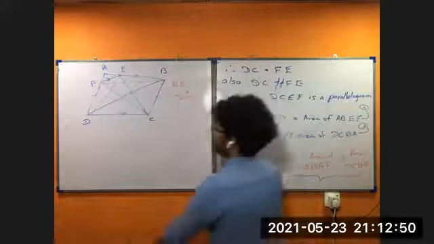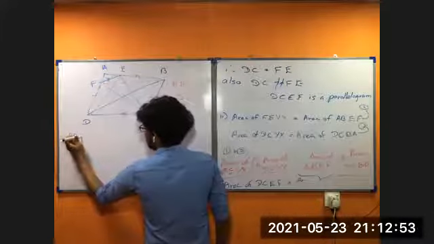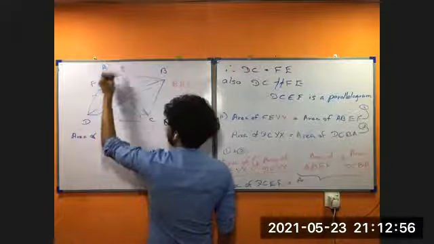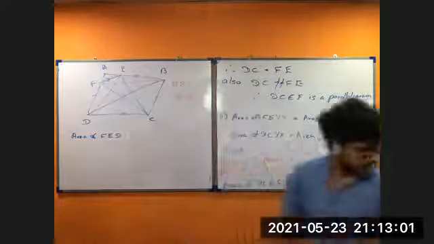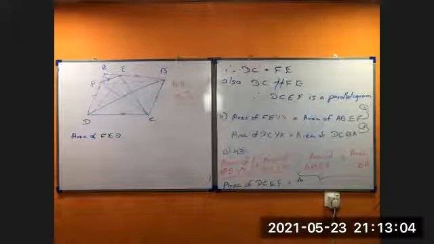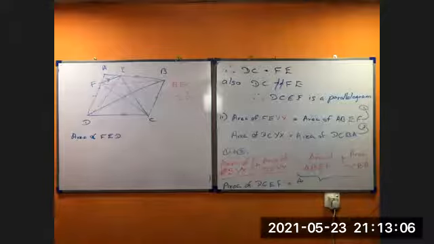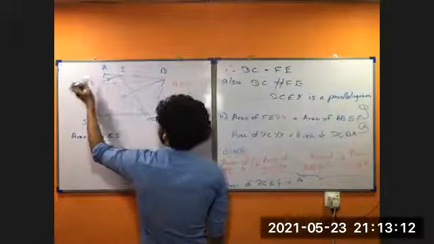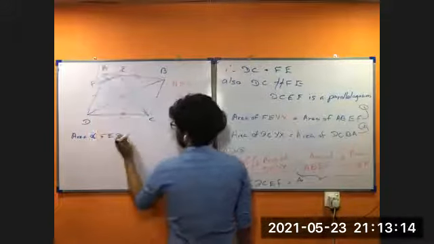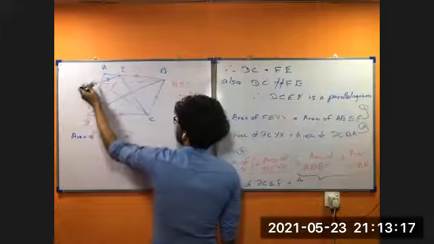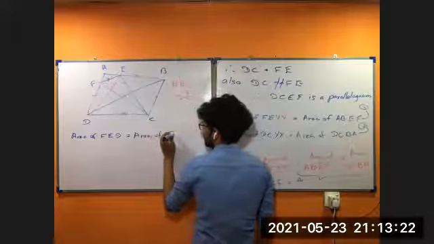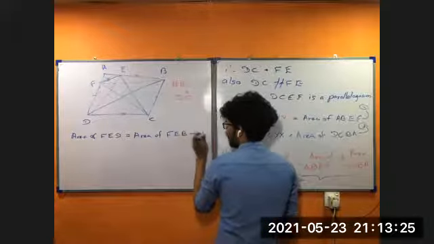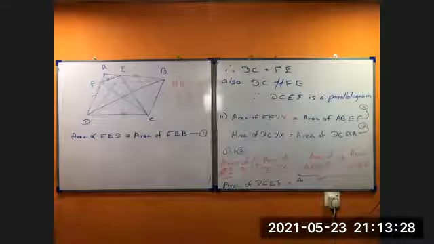Let me write it down. So I can say area of FED, sorry, I got a call. So area of FED is equal to area of FEB. I will keep that aside, area of FEB.